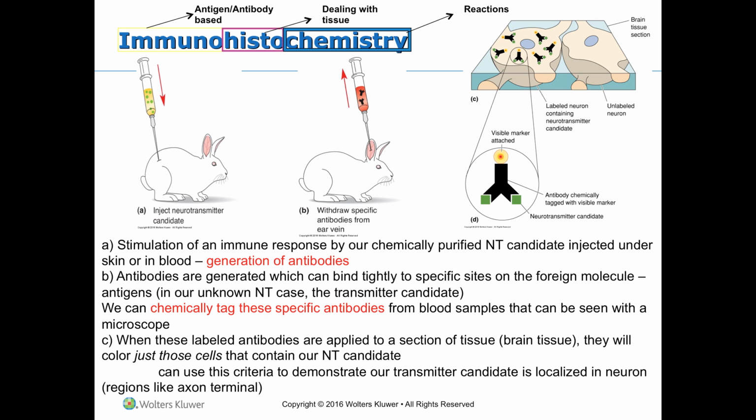We can then chemically tag those specific antibodies. That can then be seen with a microscope or in a particular instrument. And then when those labeled antibodies are applied to a section of tissue, they color just those cells that contain them. So we can use this criteria to demonstrate our transmitter candidate is localized in a particular neuron or in regions of neurons like in the axon terminal.